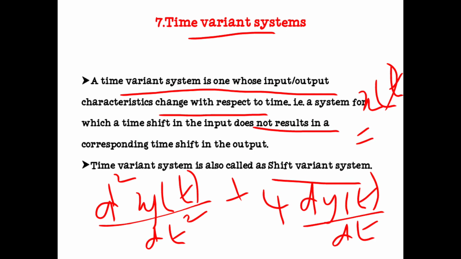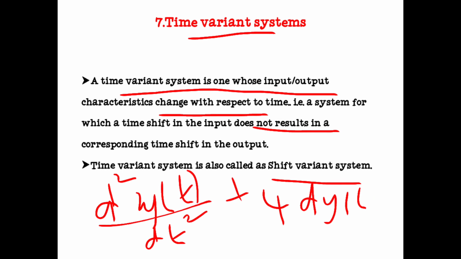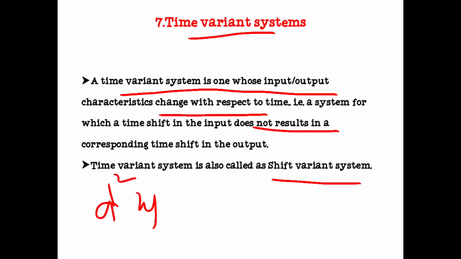In a time variant system, you can write input and output characteristics change with respect to time. And second point, you can write input does not result in the corresponding time shift in the output. And third point, you can write it is otherwise called a shift variant system. And fourth point, you can write example.